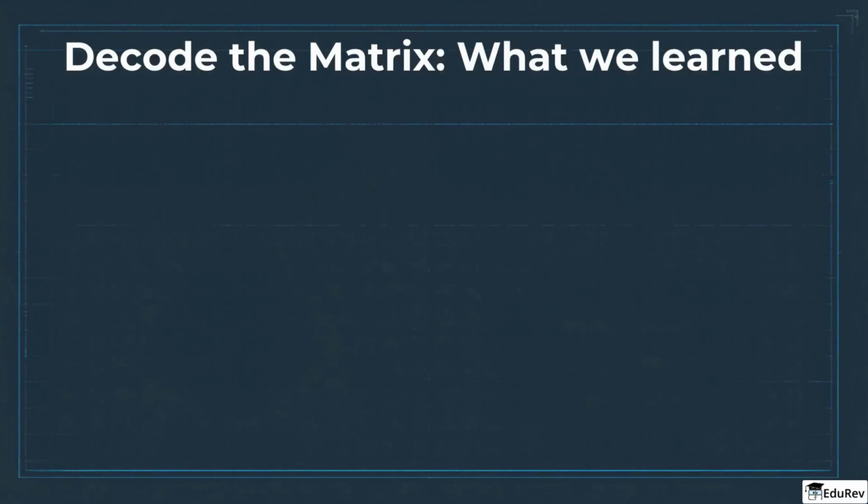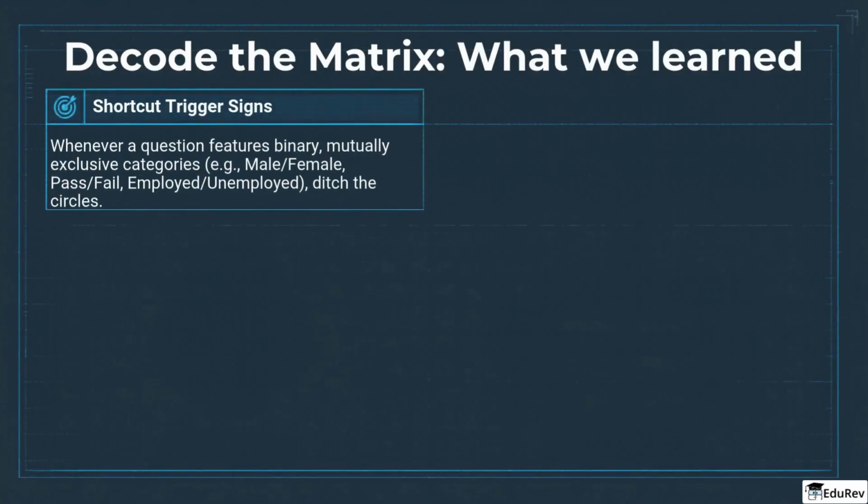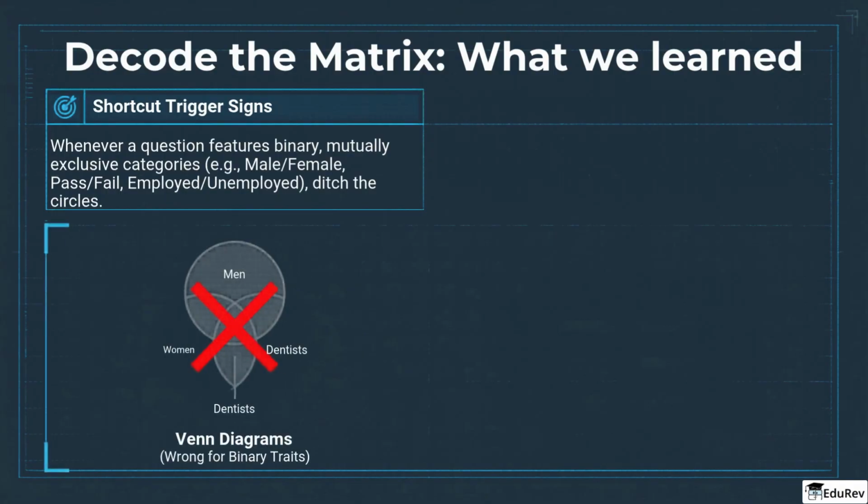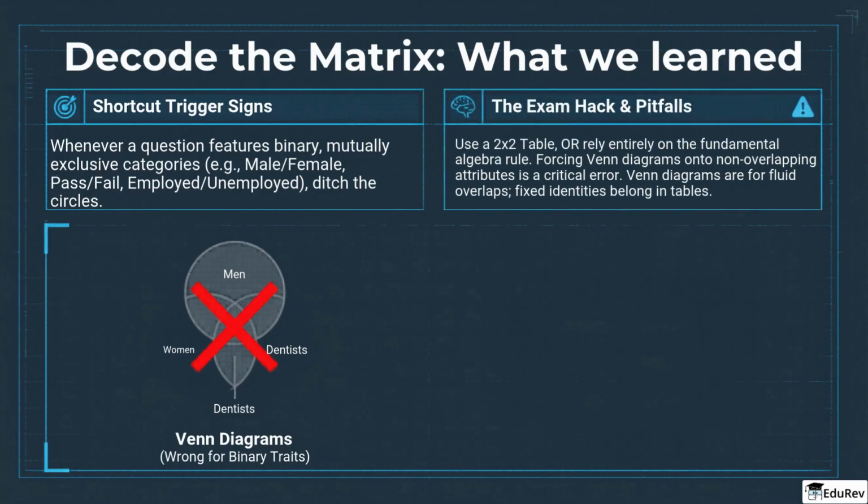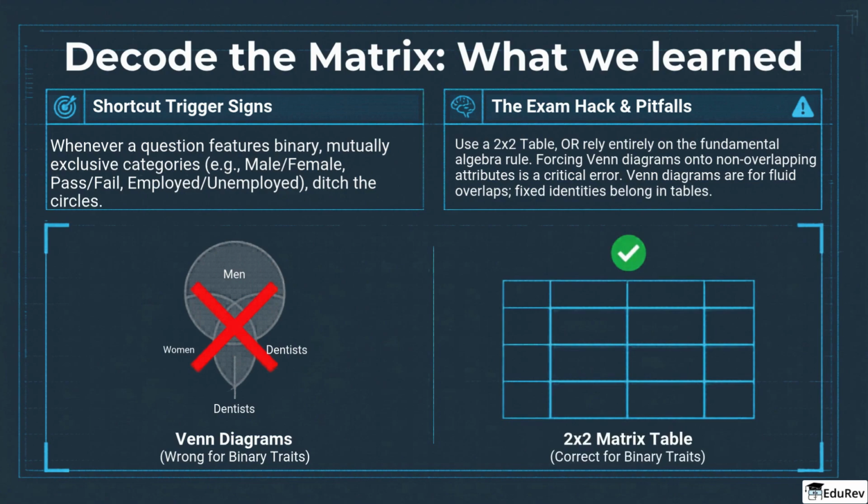Let's make the correction explicit. When the data is organized into 2 fixed, mutually exclusive classifications, forcing a Venn diagram is a structural error. A Venn diagram works when overlap is fluid and all circles can intersect meaningfully. But when the categories are locked into a grid, the 2x2 table preserves the logic better and reduces confusion. That is why the slide crosses out the Venn approach and replaces it with a table. The exam takeaway is simple. Choose the representation that matches the nature of the categories, not the one that merely looks familiar.